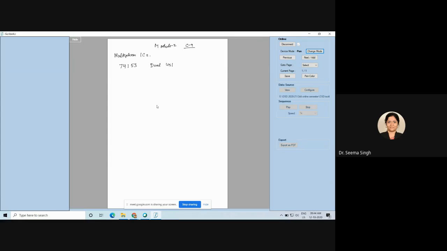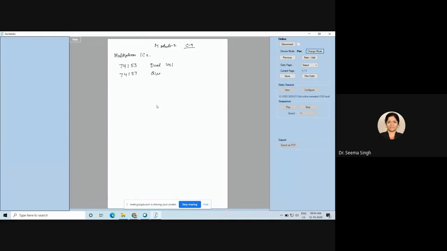It is a dual 4:1 IC. What do you mean by dual 4:1 IC? It has two 4:1 mux in it, and the enable pin is common. Of course, I will talk about the internal diagram of all this. I am listing here so that you know what you are going to study today.